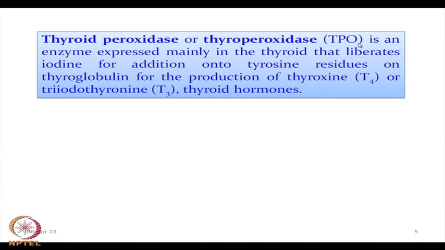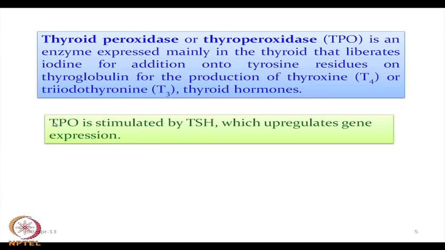So, this TPO is also known as thyroperoxidase. Thyroid peroxidase, or thyroperoxidase, therefore, is an enzyme. It is expressed mainly in the thyroid and liberates iodine, as we have seen just now, for the addition onto tyrosine residues on thyroglobulin for the production of thyroxine and triiodothyronine. That means the formation of the two thyroid hormones, T3 and T4, is typically dependent on the corresponding TPO molecules, that means the thyroperoxidase molecule.